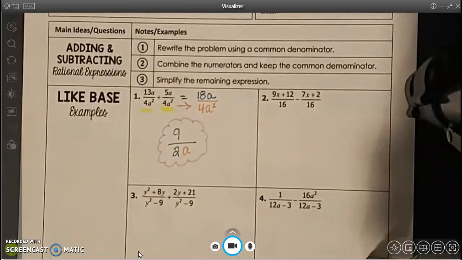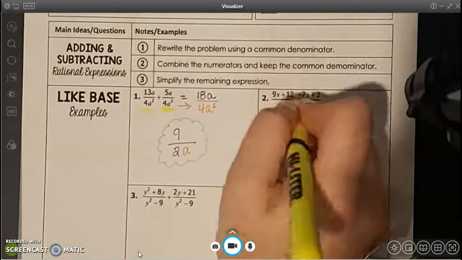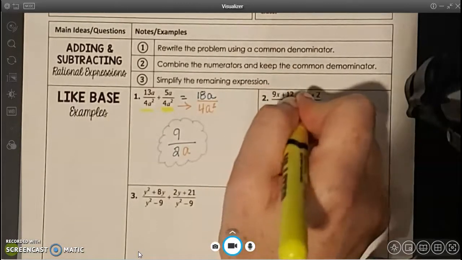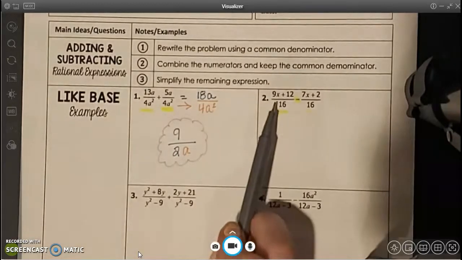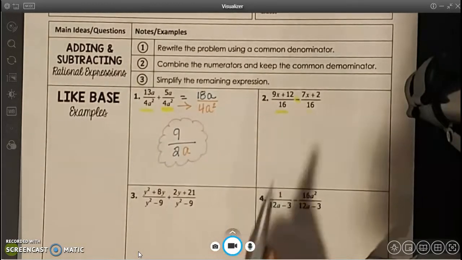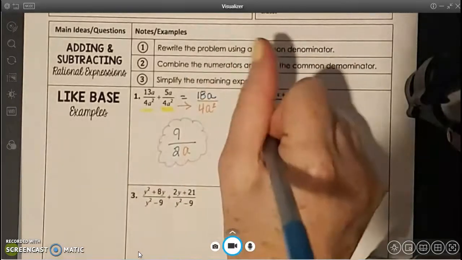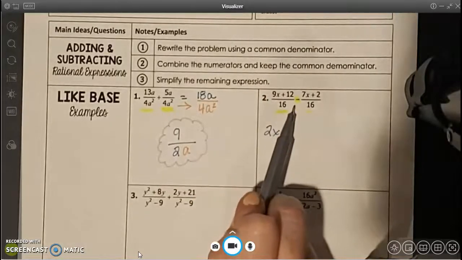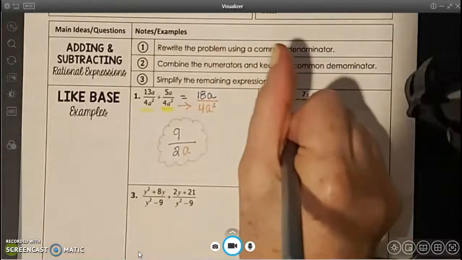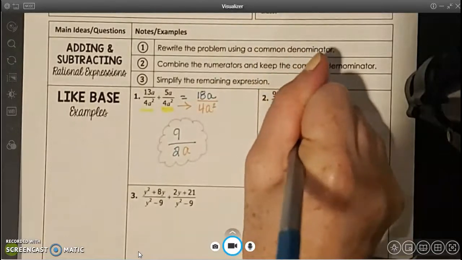All right, let's look at number 2. Number 2, notice this is subtraction, so we have to be careful here. We do have common denominators. Okay, 16 and 16, so we're just going to subtract. Now, we have to subtract everything in that second term, so we have to be careful here. So we have 9 minus 7, and 9 minus 7 is going to be 2x. Then we have 12 minus 2, and 12 minus 2 is 10. Okay, and that's going to be over 16.